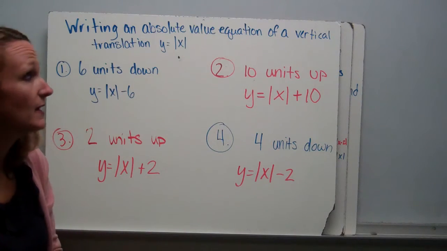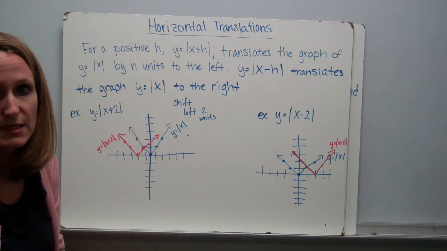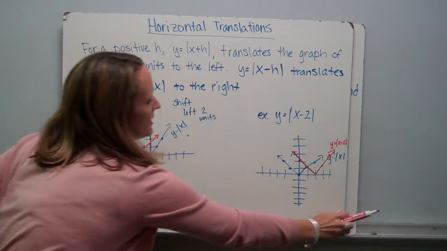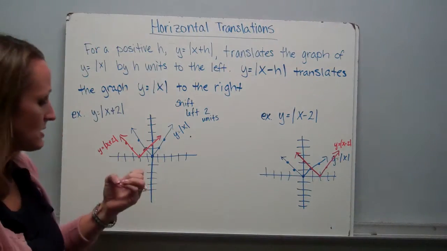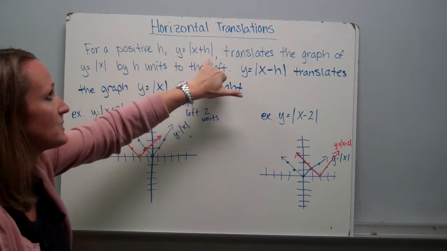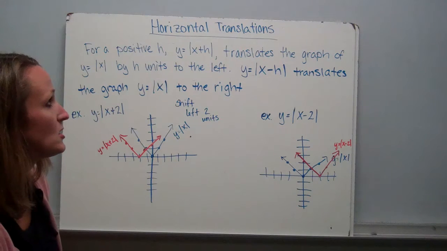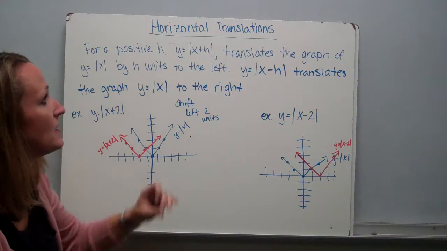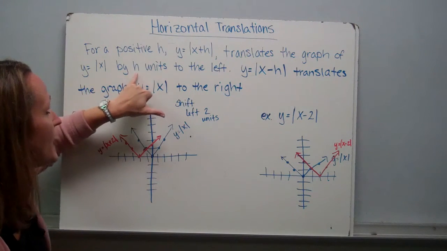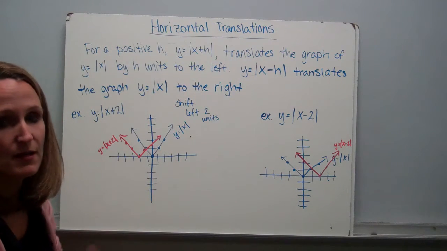Why do I keep pointing that out? Because now we're going to talk about horizontal translations. Look at the difference between horizontal and vertical. When we're talking about horizontal translation, our y equals absolute value of x plus h has the h inside of our absolute value sign. So this time we have that plus h inside. This, for a positive h, translates the graph y equals absolute value of x by h units to the left. So even though it's a plus, we're going in the negative direction.